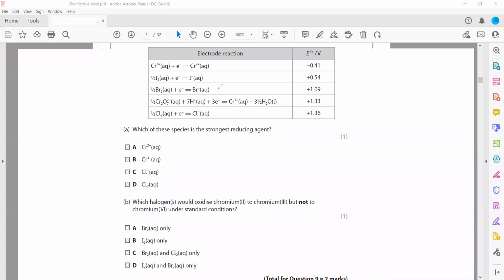So in this question, which of these species is the strongest reducing agent? Reducing agent means itself it is oxidized, and oxidation means loss of electrons. Which one can lose electrons?